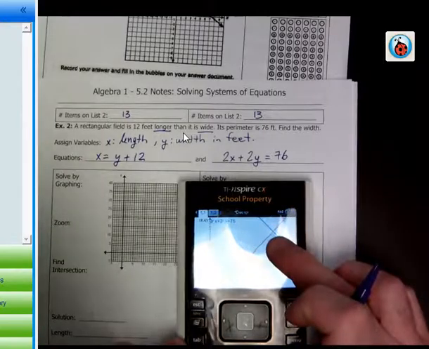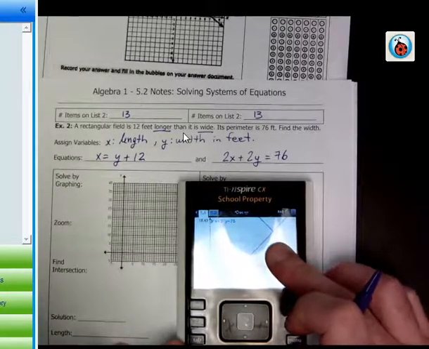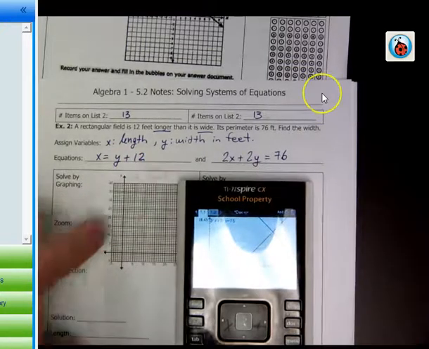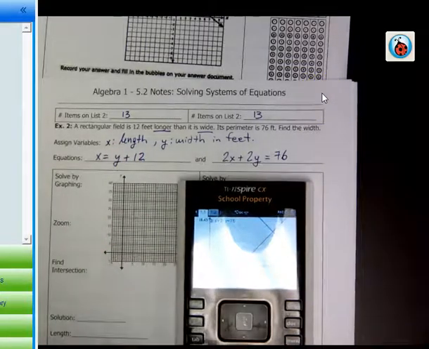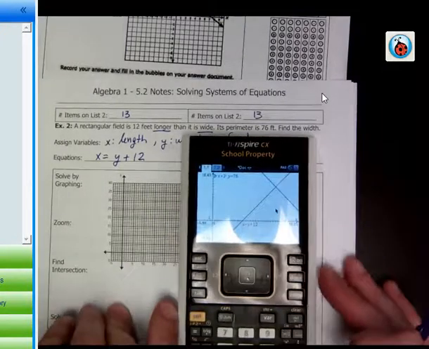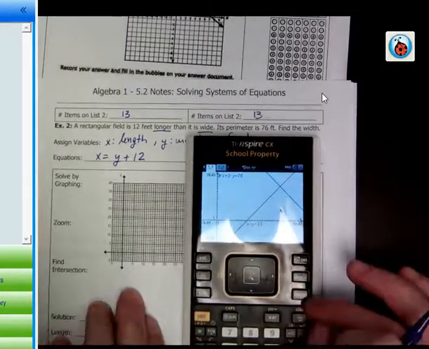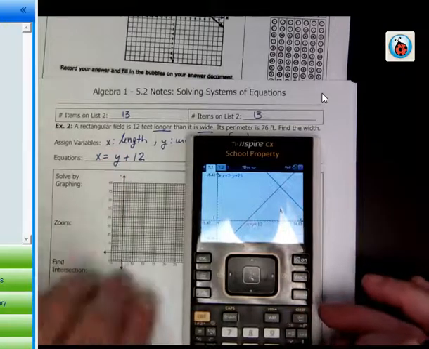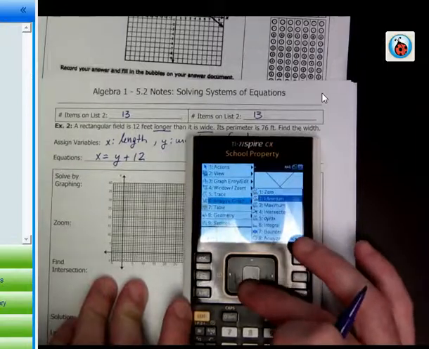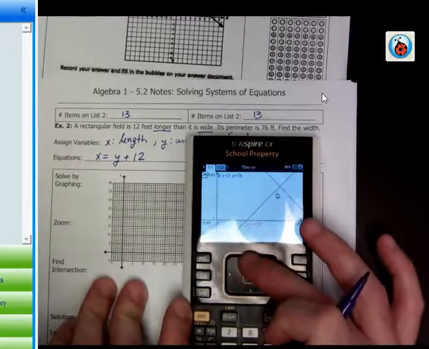Alright, so also if somebody called y the length and x the width, you're going to get the same answer, but they're going to be flipped. So you have to know, that's why it's important to write out what to define your variable as. So menu, analyze graph, find the intersection.